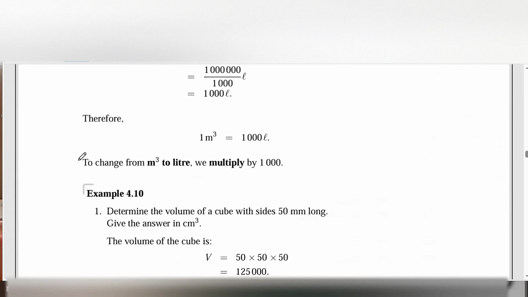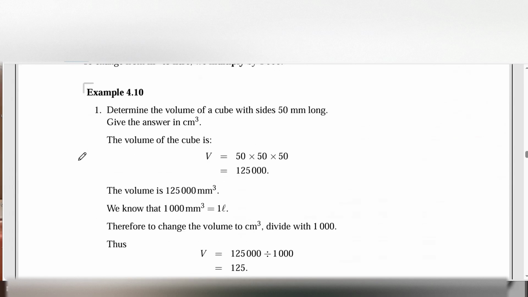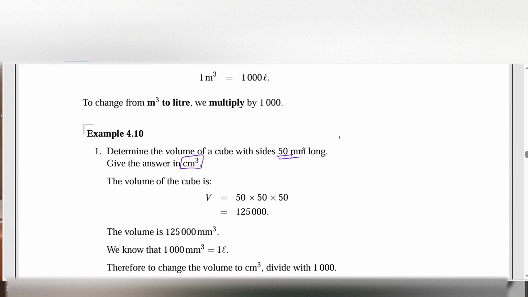All right, so we skip the conversion, and then example: determine the volume of a cube with sides 50 millimeters long. You must give the answer in cubic centimeters. So it's up to you. You can choose to convert at that same point. Millimeters to centimeters, you divide by 10, so it's going to be 5 centimeters. So volume, we say length times length times length. So 5 times 5 times 5, which gives us 125, but this is centimeters cubed.